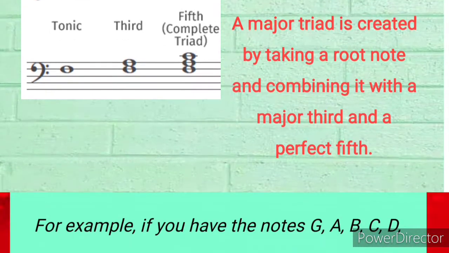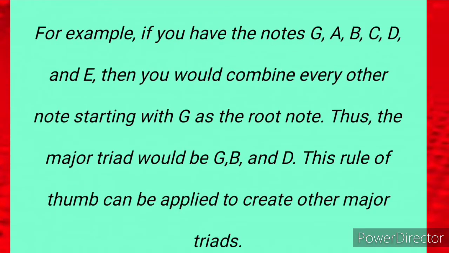Good. All right. For example, if you have the notes G, A, B, C, D, and E, then you will combine every other note starting with G as the root note. Don't forget, I said if you have C, you start it again by using C. Now, we are having G. You must add all other notes, that you're adding a third and a fifth to G, which is the root. Thus, the major triad will be what? G. Remember, that's the basic, that's the tonic.